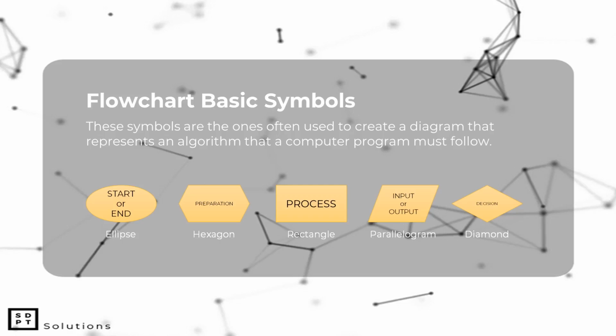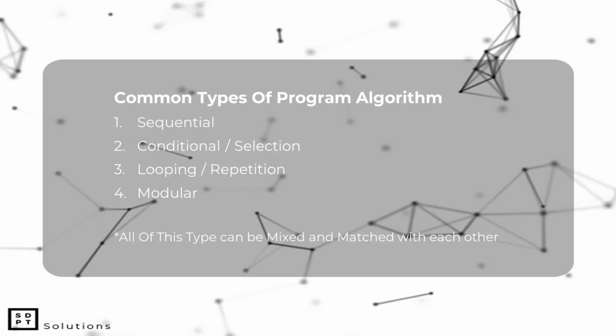Okay, moving on. We have types of algorithms, guys. We have four types of algorithms: the sequential, the conditional, the looping, and the modular. All of these types can be mixed and matched with each other. So these are the four types of programming algorithm. We will discuss them one by one and try them in draw.io. We will make a pseudocode and a flowchart so you can understand better. Each name of our programming algorithms is somewhat self-explanatory.